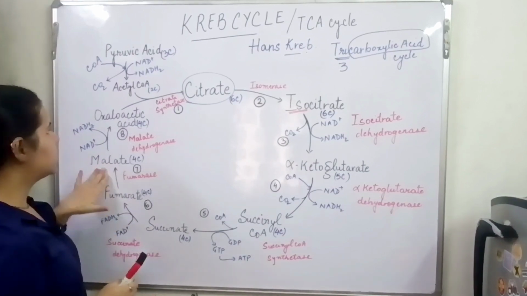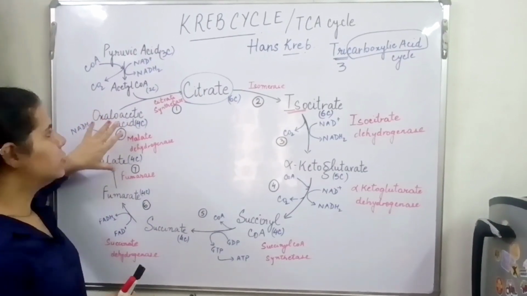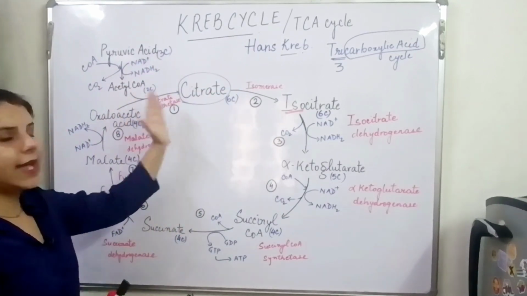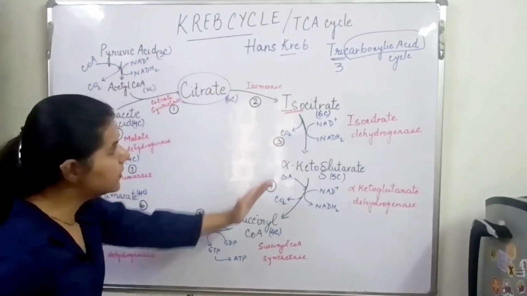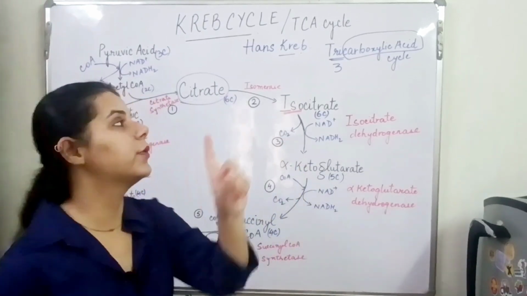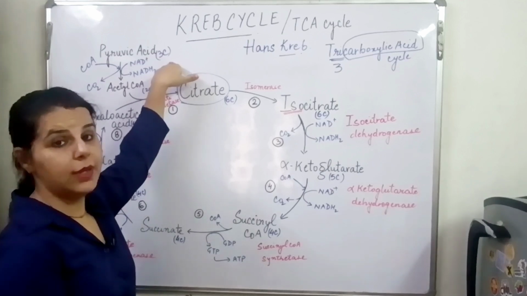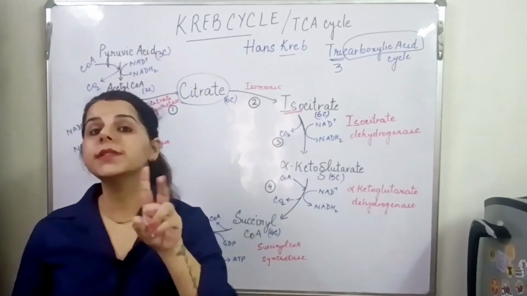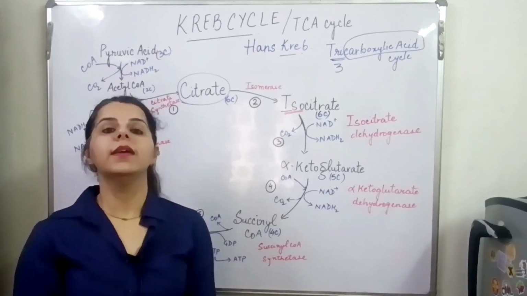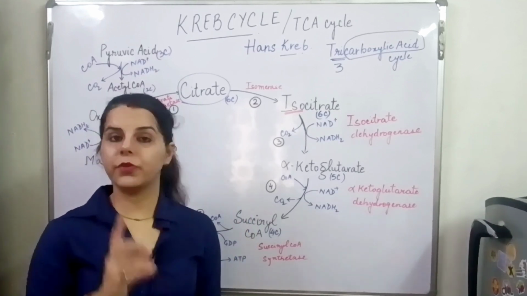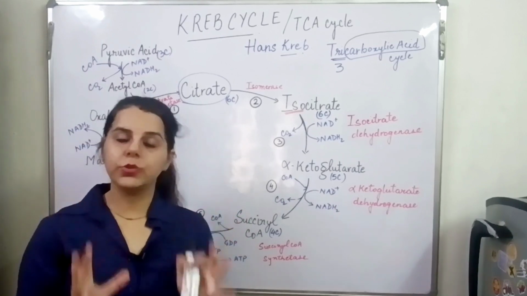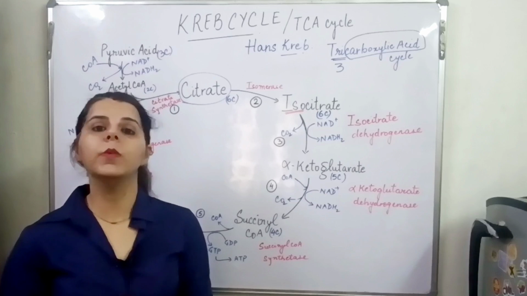Now from malate, oxaloacetic acid is being produced, that is a 4-carbon compound, and now this is the complete cycle. So this whole complete cycle which we have now discussed is for one pyruvic acid molecule. But in case of glycolysis, we get 2 pyruvic acid molecules. So we have to multiply the total number of ATP generated from one pyruvic acid molecule by 2, so as to get the total amount of energy that we are getting from one glucose.